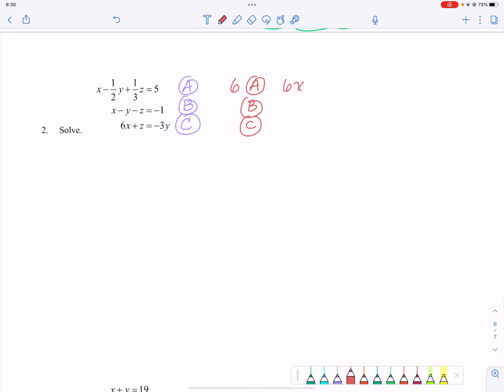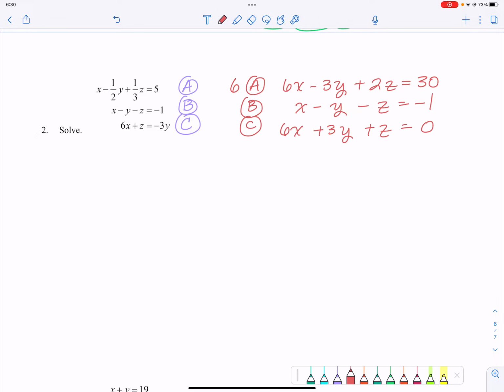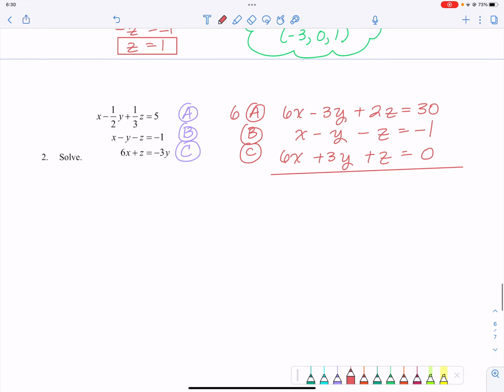So we have 6x minus 3y plus 2z equals 30. And the second equation is just fine. And the third equation, we'll have to add 3y. And as you can see, now we have 0 on the left-hand side. So using equations A and B, let's see what we're going to eliminate. We might as well just go ahead and eliminate z.